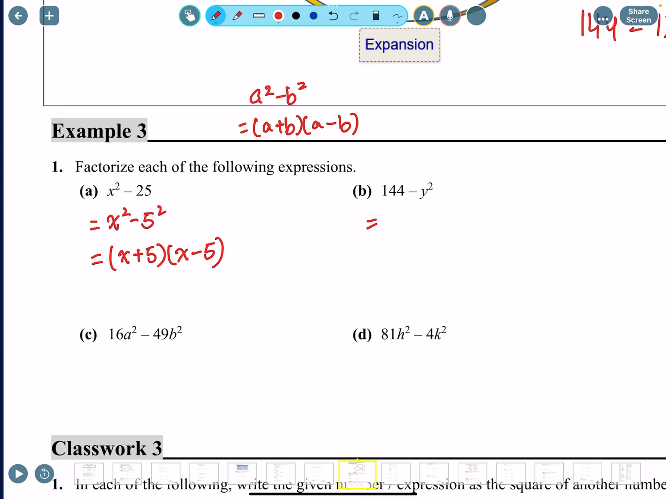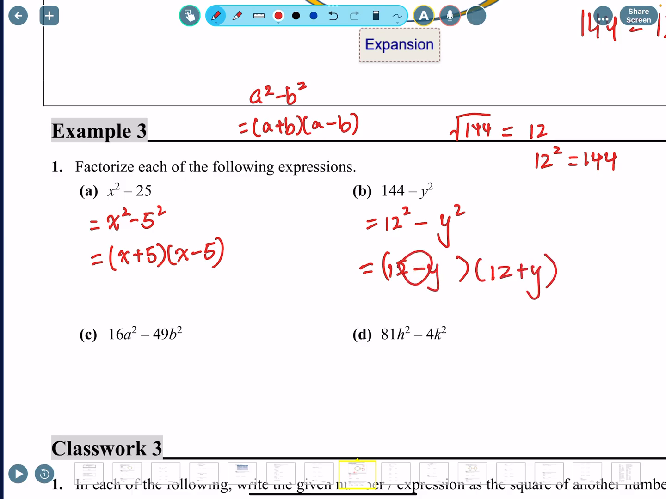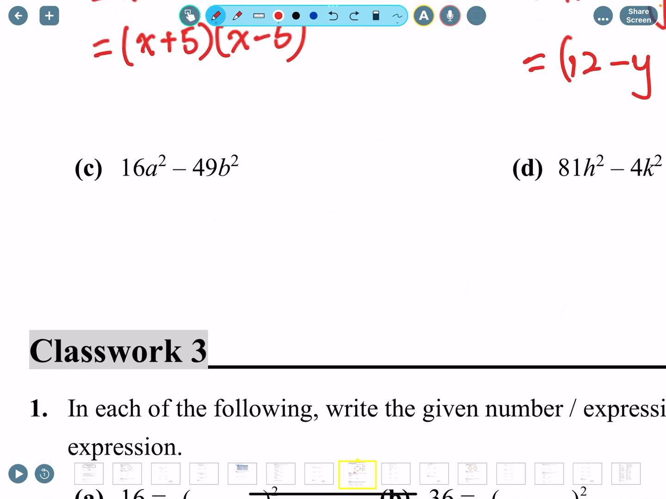And then 144, again, if you memorize the square numbers, you will notice that this can be changed into 12 square. If you forgot, then just do square root of 144 for now, and it will give you 12. So that's telling you that 12 square will become 144. Square root is the opposite of a square, basically. All right, so we have 12 square minus y square, and just change it to brackets. 12 minus y, another one is 12 plus y. It doesn't matter if you write minus first or plus first, as long as you have both of them, it's okay. So make sure one is plus, one is minus.